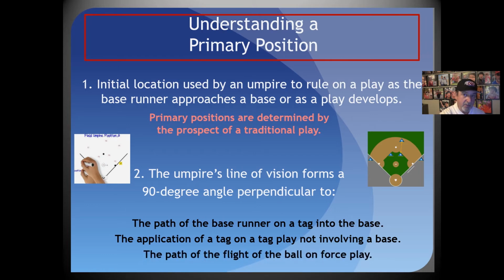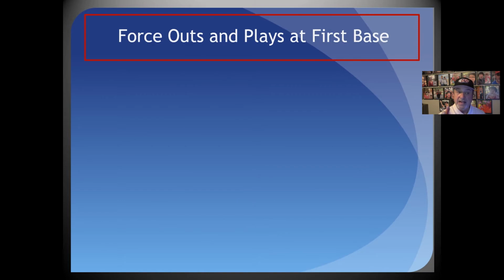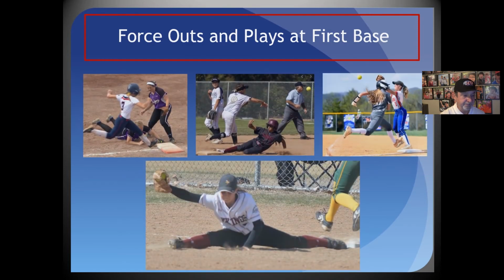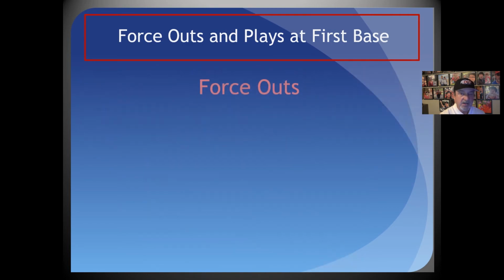So you want to go back over and read this, stop the PowerPoint, go back over and take another look at that. Those 3 key elements are important as you try to get a 90-degree angle perpendicular to the play. All right, force outs and plays at first base. Start with force outs here.